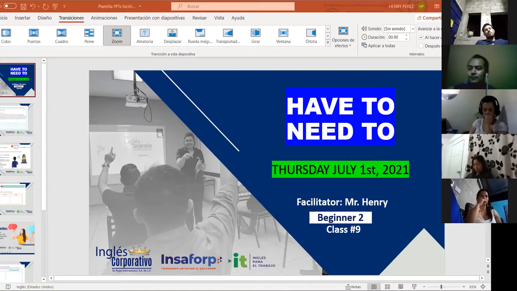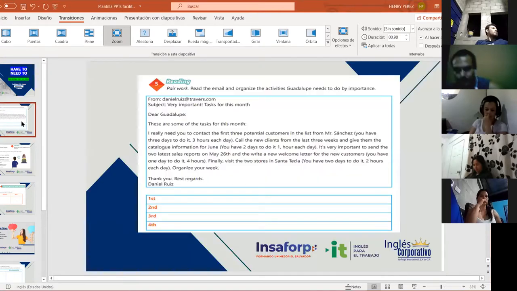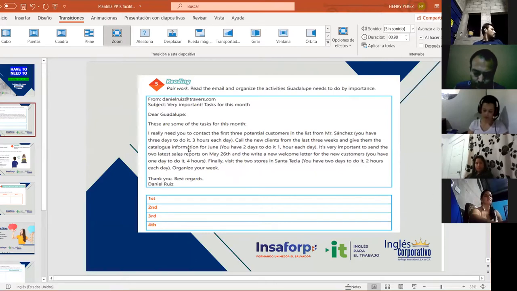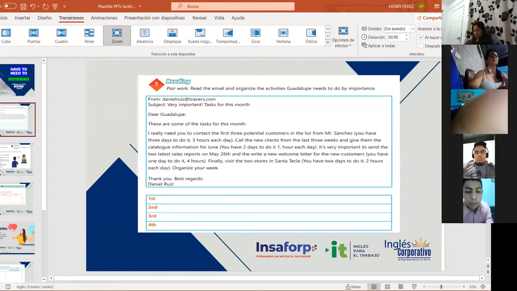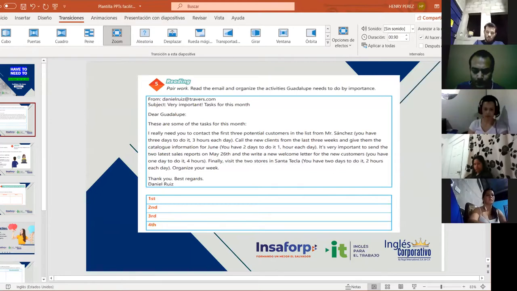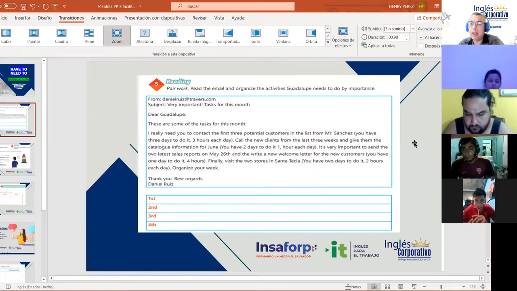So we will continue. We're going to continue where we left yesterday. Here is what we were working on yesterday, ayer, right? We didn't finish, but we will continue today. Para empezar ya fresco, fresh. Who wants to start? The email. Ya Jonathan lo leyó ayer, but let's do it fresh today. Who wants to read it? ¿Quién lo quiere leer desde el inicio?